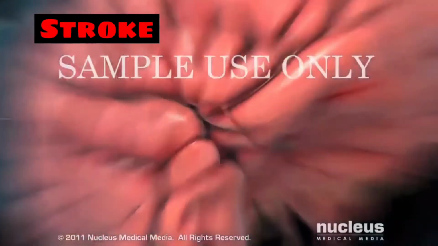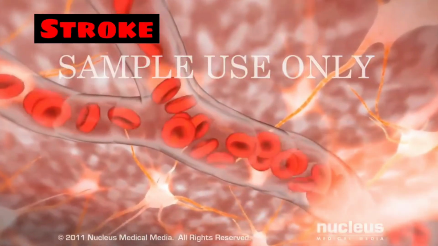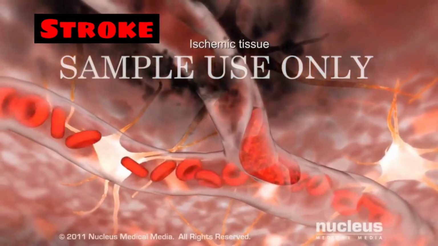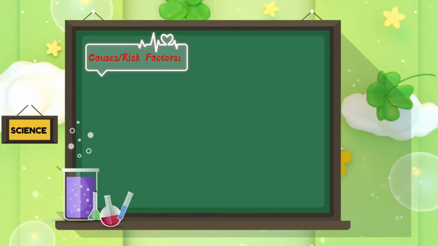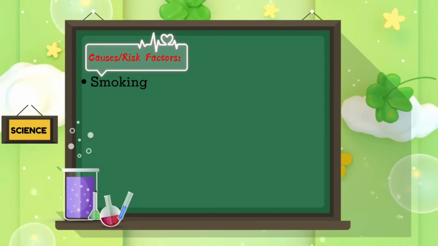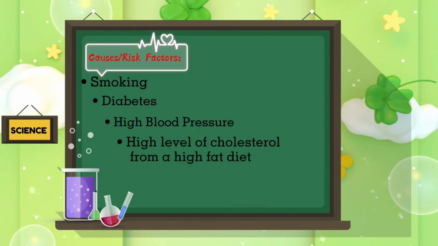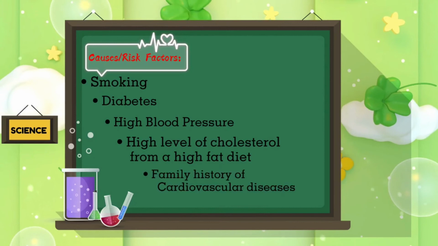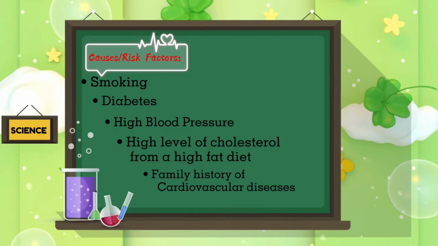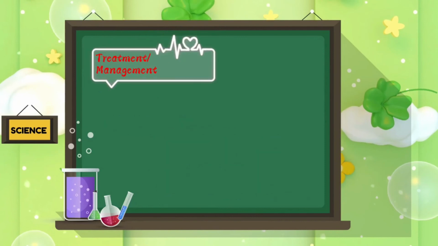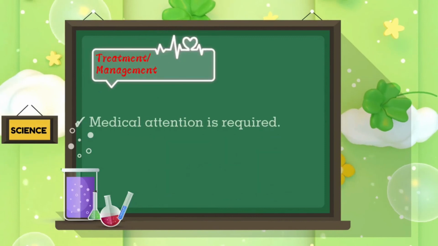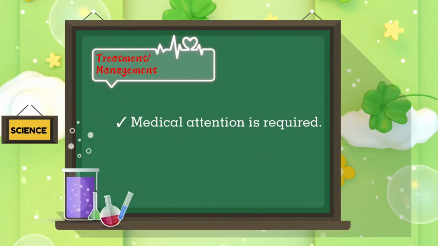A stroke occurs when there is damage to the brain caused by a blocked blood vessel. Risk factors include smoking, diabetes, high blood pressure, high level of cholesterol, family history of cardiovascular diseases, and excessive alcohol intake. For its management and treatment, medical attention is required.